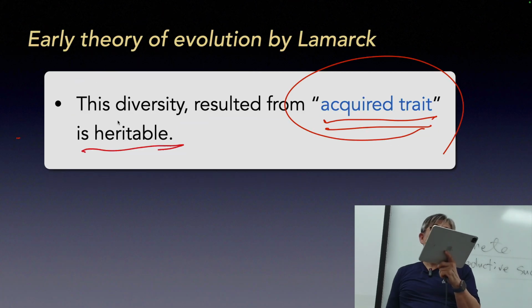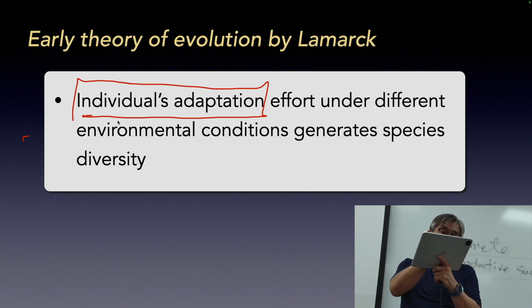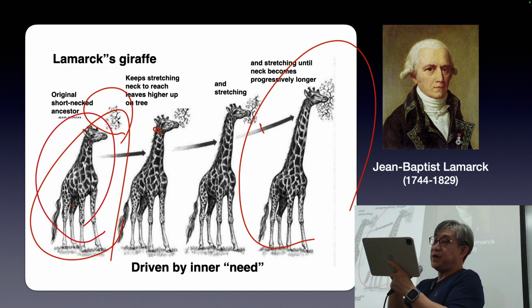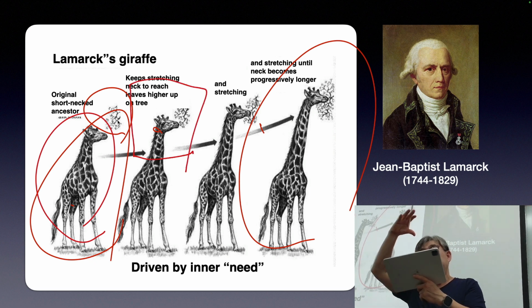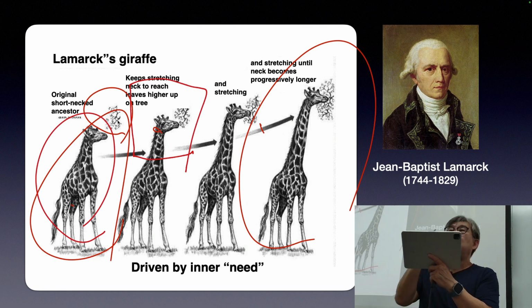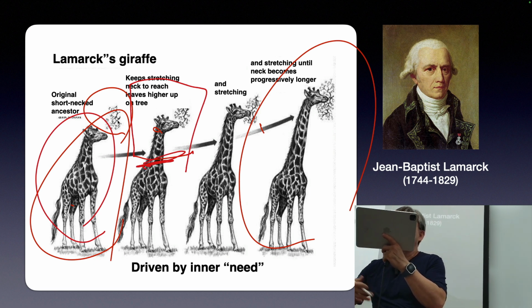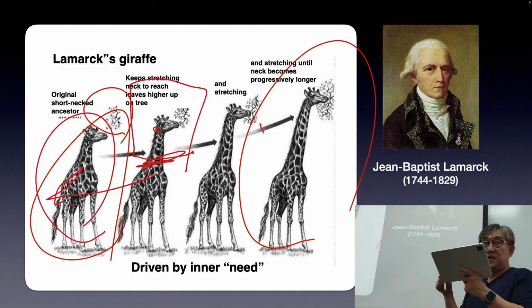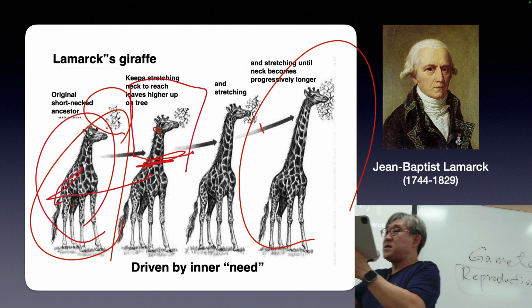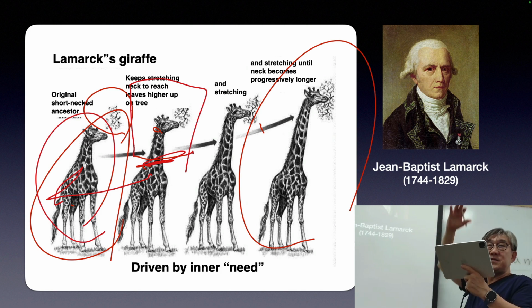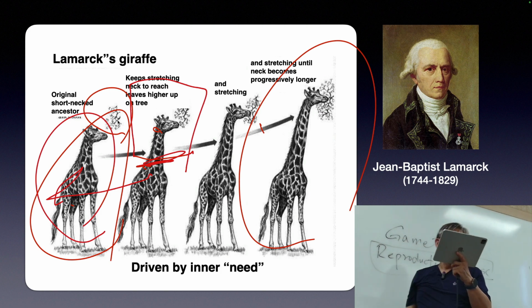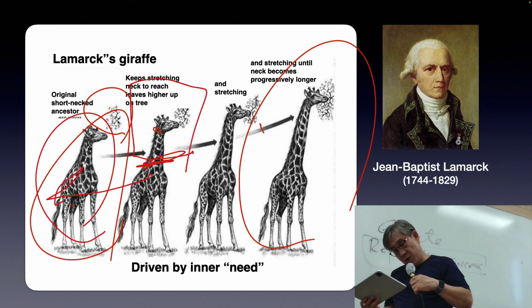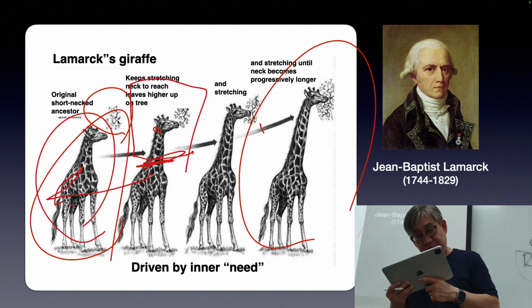So an acquired trait is not heritable. Even if this giraffe, in his or her generation, was able to achieve up to this point, this individual giraffe's offspring, the babies, should start from the very beginning. So there won't be any increase in the average size, the length of the neck, because of this. That was a critical flaw of Lamarck's theory of evolution.